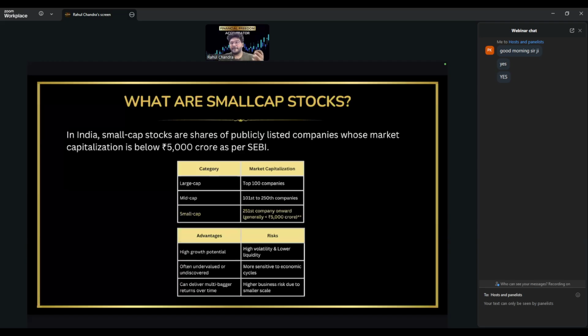But that does not happen with small cap stocks. Does that make sense? So that is why small caps have higher volatility and lower liquidity. So that's a concern. Secondly, they're more sensitive to economic cycles.